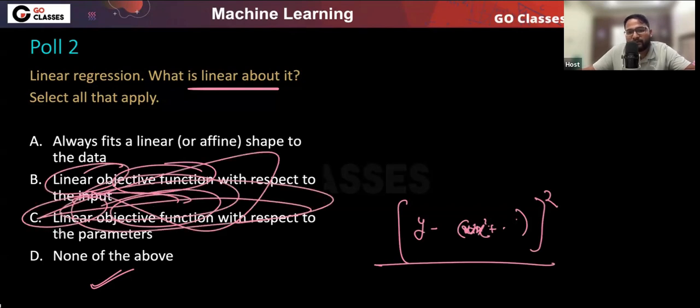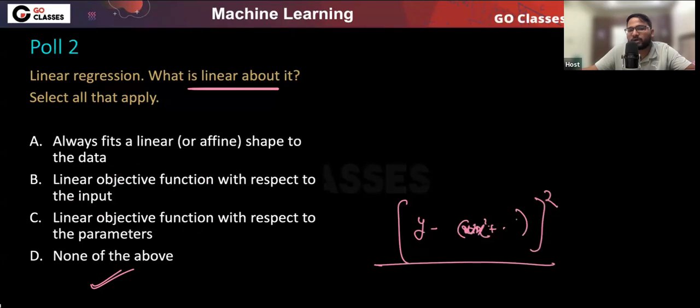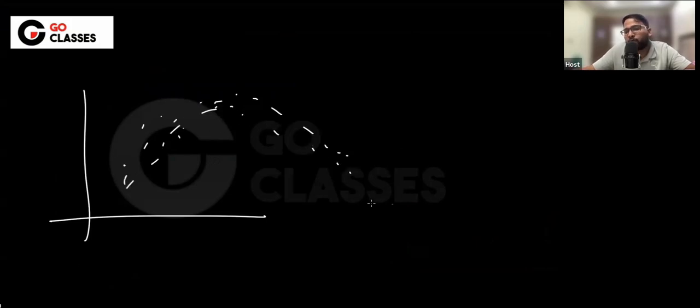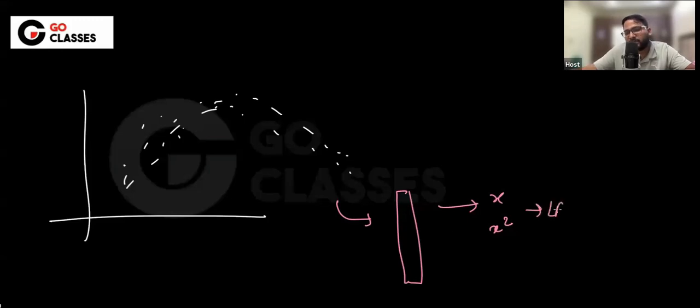Okay. So B and C are anyway wrong, right? The objective function is not linear with respect to any parameter. Always puts a linear or affine relationship to the data. Generally what happens is that people give you data, let's suppose this is the data. Now you do something called feature transformation, in the sense that now you have x also, x square also. Then you fit the linear regression. This particular phase is called feature transformation.